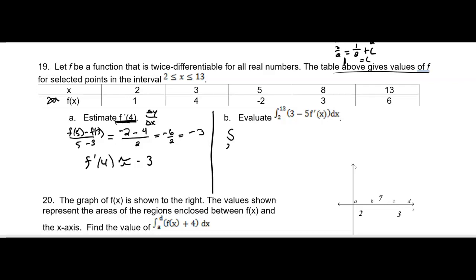So we're going to go from 2 to 13 and deal with 3 dx, and then we're going to subtract, go from 2 to 13 with the 5f prime of x.